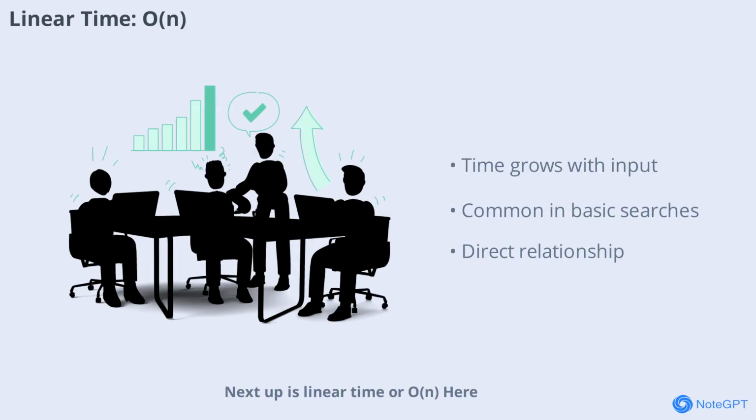Next up is linear time or O(n). Here, the time taken grows directly in proportion to the input size. If you have to look at every item in a list to find a value, that's linear time. For example, searching for a name in an unsorted list means checking each entry one by one. If the list doubles in size, the time needed also doubles. Linear time is common in many basic algorithms.